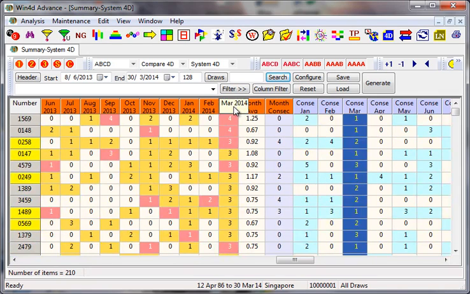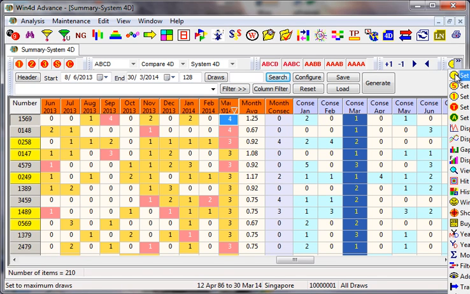All right, in the month of March, we can see that a few sets of numbers appear more than one time. In fact, there are two sets that appear 4 times in the month of March. One of them is system number 1569 and another set is system number 0148. Both of them not only appear 4 times, both sets have also appeared in top prizes.